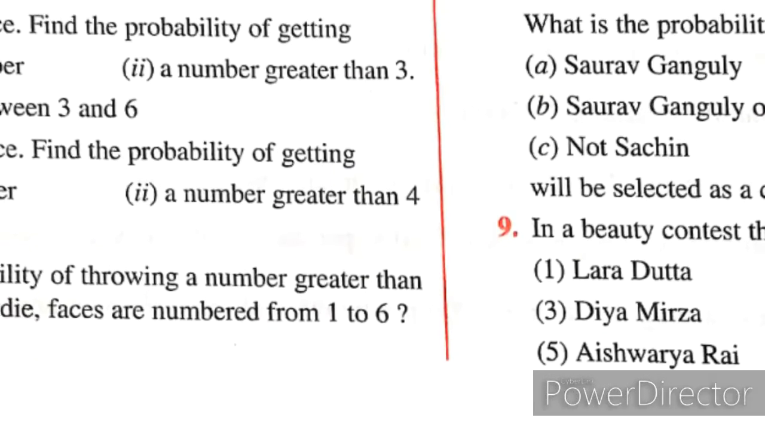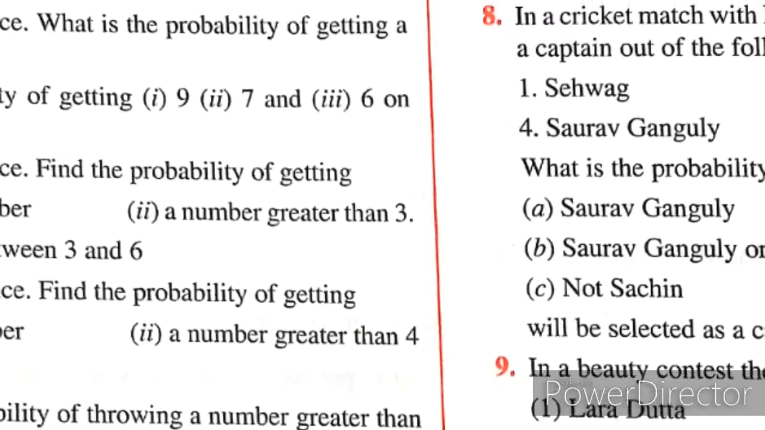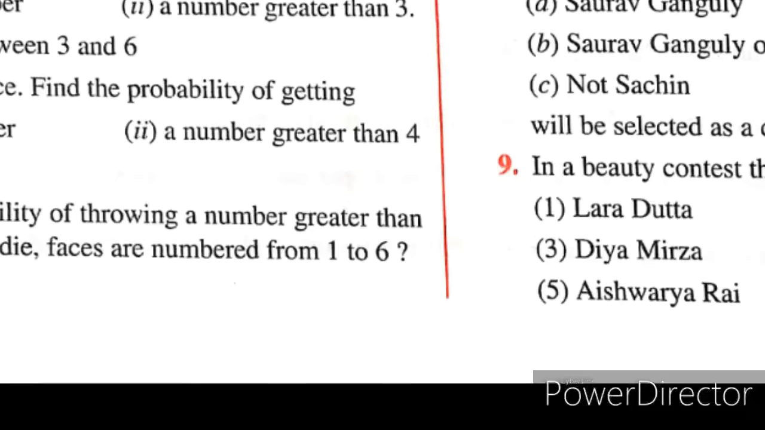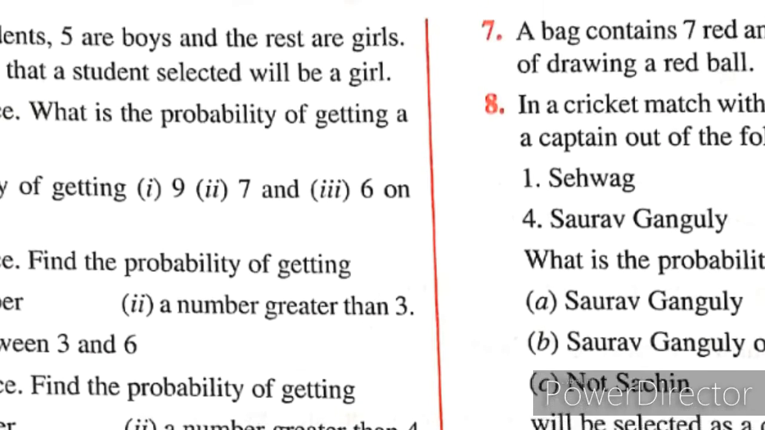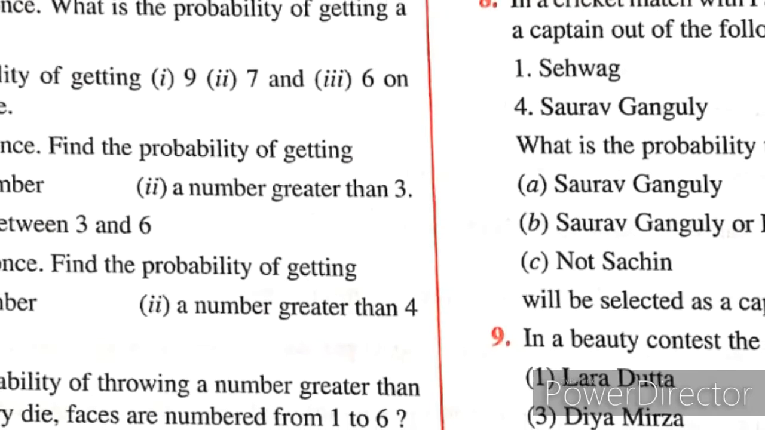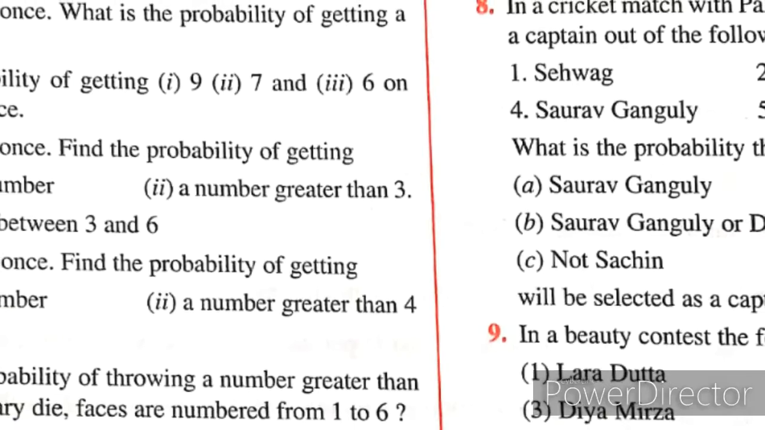So probability of getting the sum 9 is equal to 4 by 36. 4 by 36 means 1 by 9 we can write.